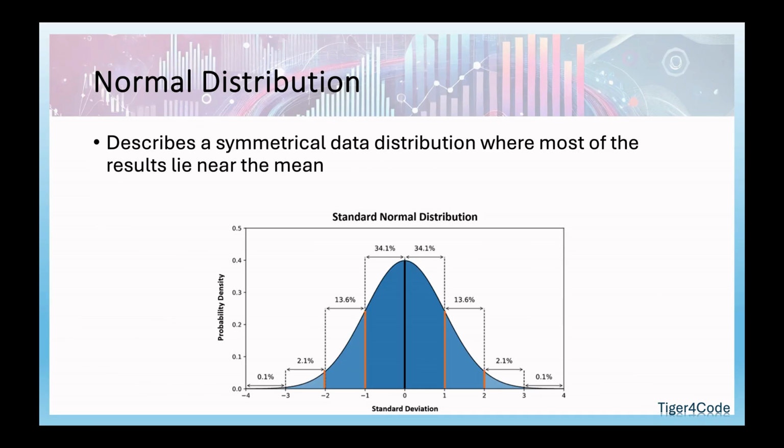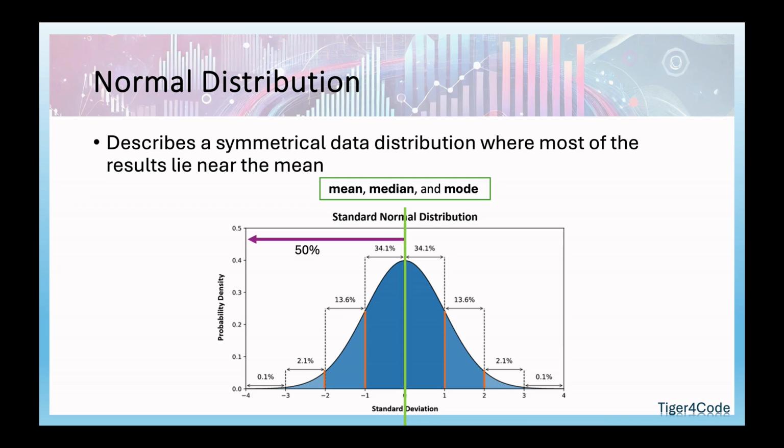Normal distribution. It has a famous bell shape. In a normal distribution, the mean, median, and mode are all the same. The distribution is symmetric, as half of the data lies below the mean and the other half lies above it.